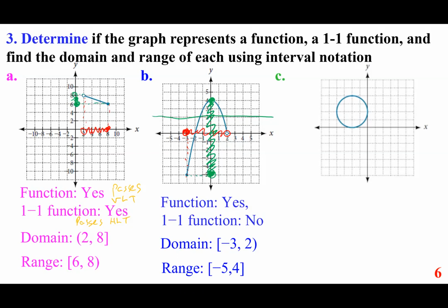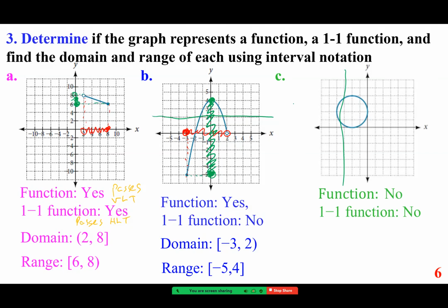Part C, is it a function? No. Is it a one-to-one function? No, because it fails the vertical line test as well as the horizontal line test. So this vertical line, for example, you see that these 2 points have the same x coordinates, as an example.